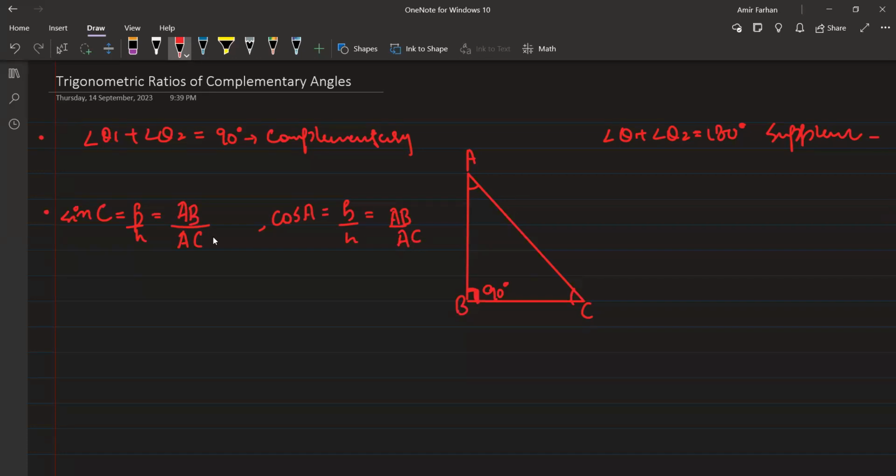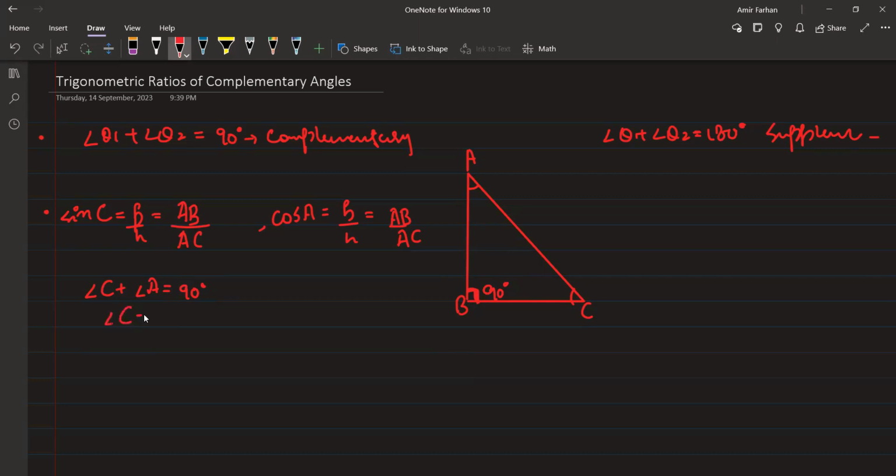So Adil, AB by AC both. So sine C and cos A are equal to each other, yes or no? Yes. So Adil, if we write angle C plus angle A is equal to 90, is it wrong or right? Right. Now, one angle is 90, so the other two will sum to 90, because the sum of all the angles of a triangle is 180. So 90 is already there, only 90 is left.